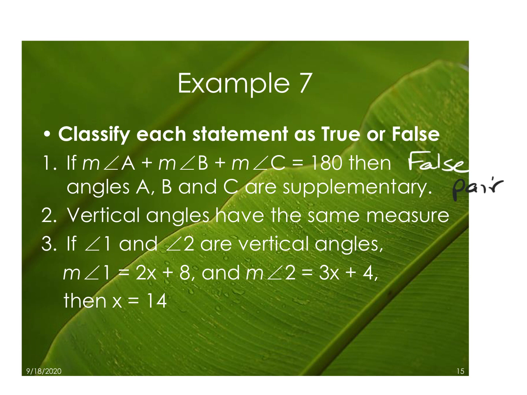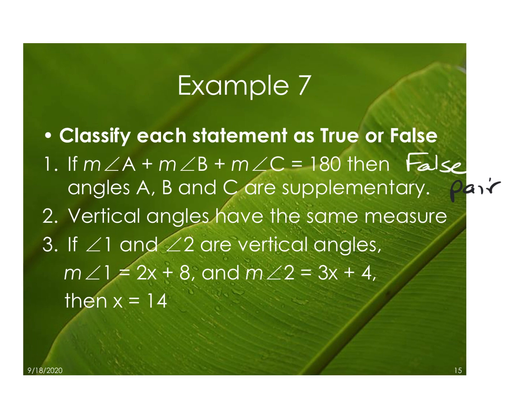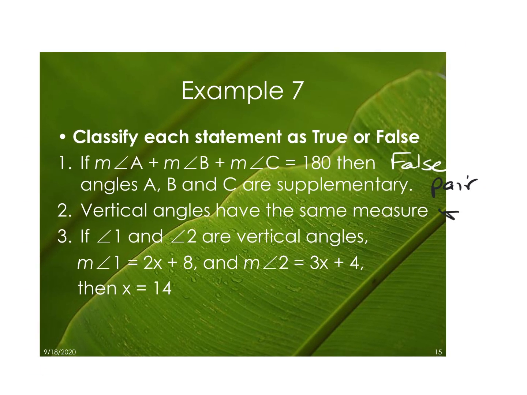All right, number 2. Vertical angles have the same measure. True or false? We just learned a theorem. True. All vertical angles are congruent, so they have the same measure. So this one is true.